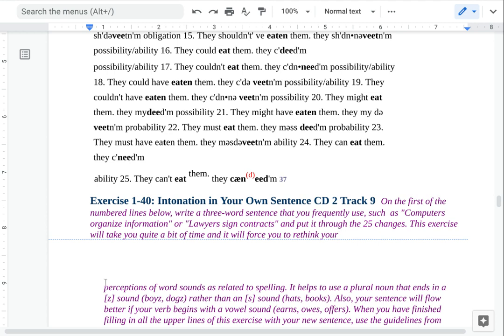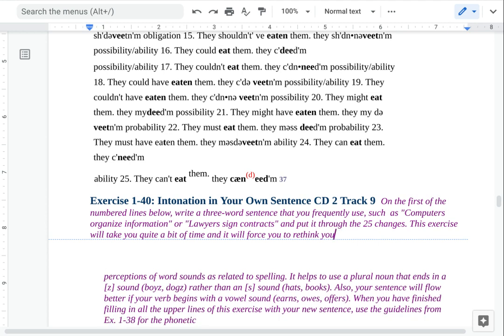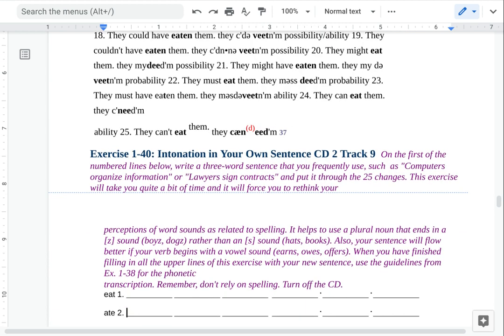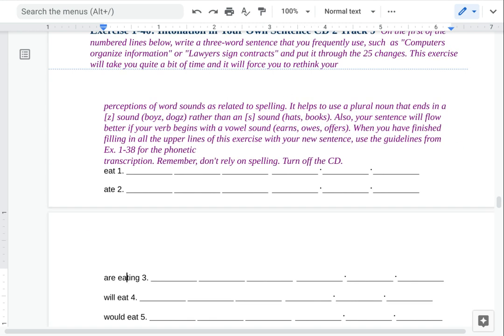It helps to use a plural noun that ends in a Z sound, boys, dogs, rather than an S sound, hats, books. Also, your sentence will flow better if your verb begins with a vowel sound: earns, owes, offers. When you've finished filling in all the upper lines of this exercise with your new sentence, use the guidelines from exercise 138 for the phonetic transcription. Remember, don't rely on spelling. Turn off the CD.